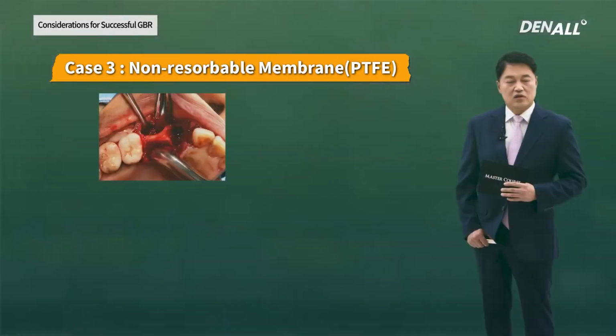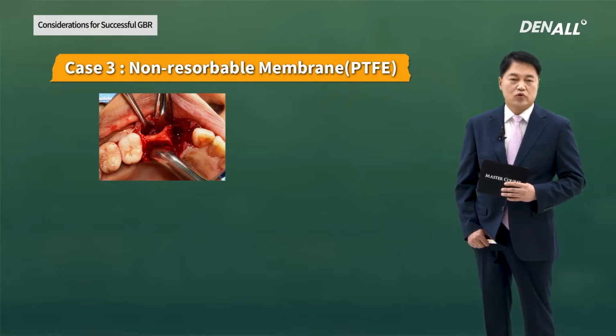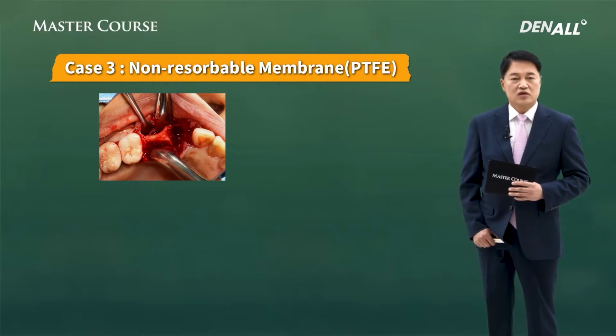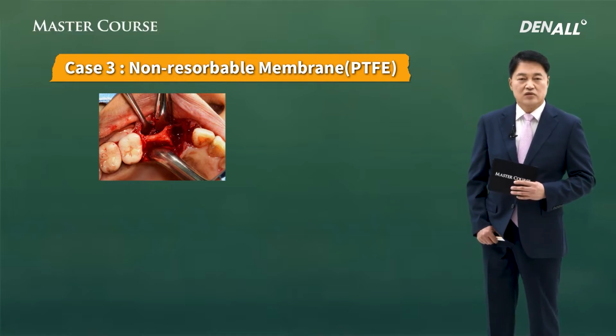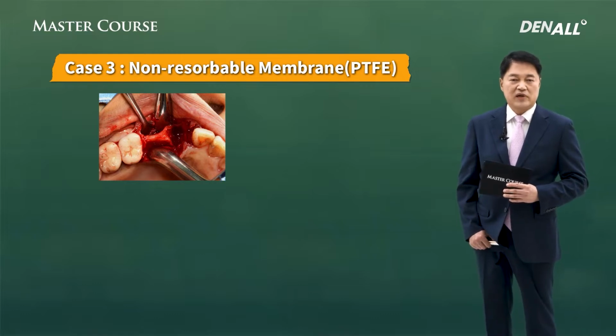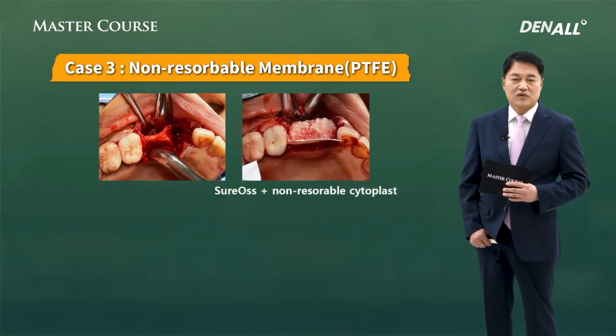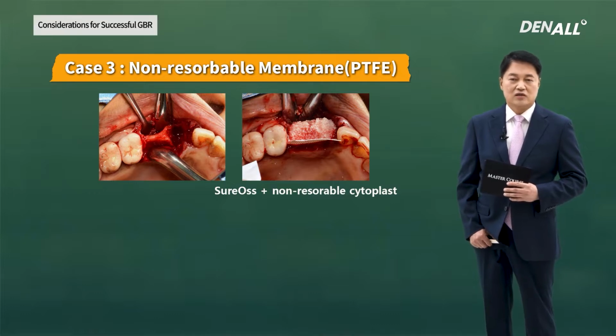After extraction, flap was reflected. As you can see, there was very thin bone. There was a lot of bone resorption, so implant placement was very difficult. In number 14 and 15, ridge augmentation was done. And in number 13, where the tooth was extracted, ridge socket preservation was planned. First, I used allograft bone, and on top, non-resorbable cytoplast membrane was used.